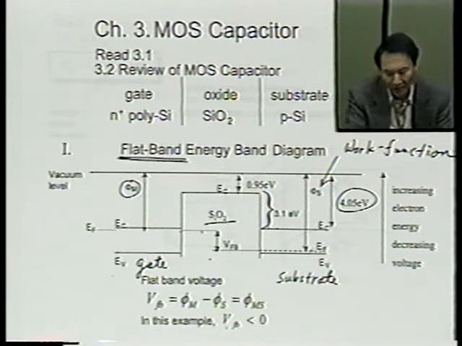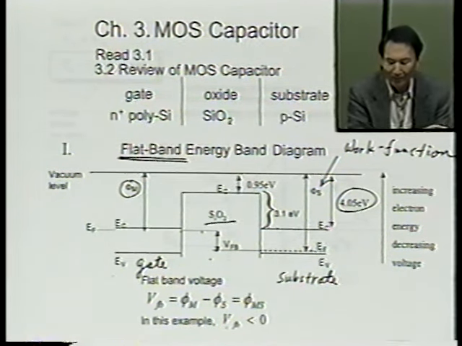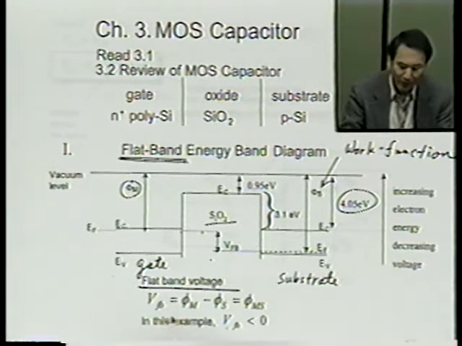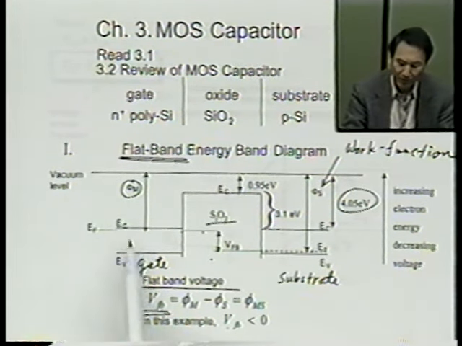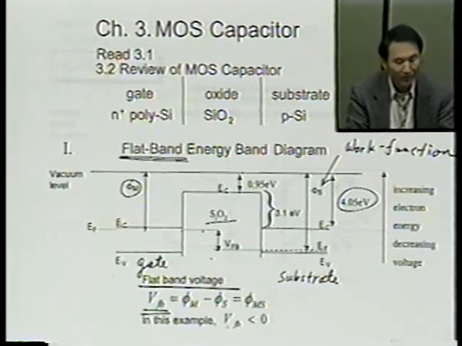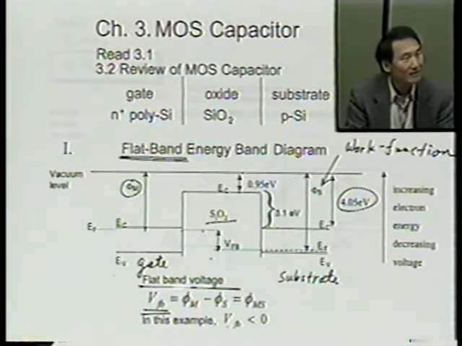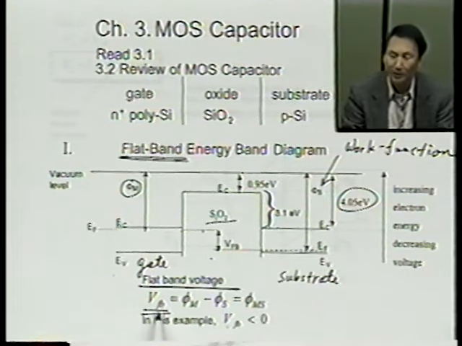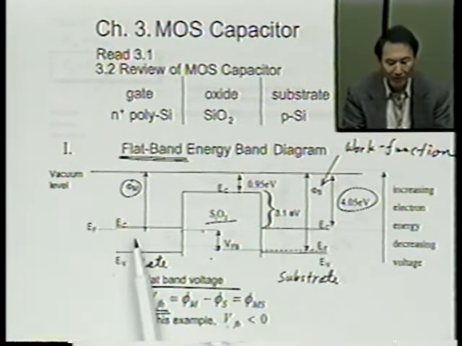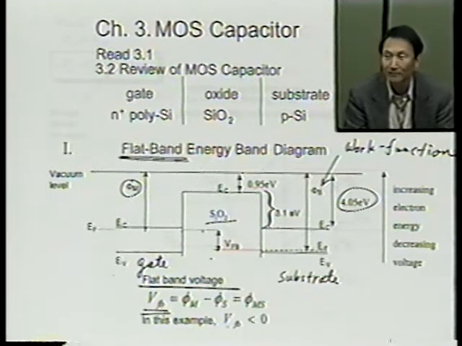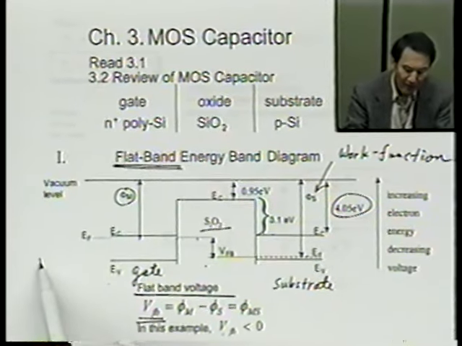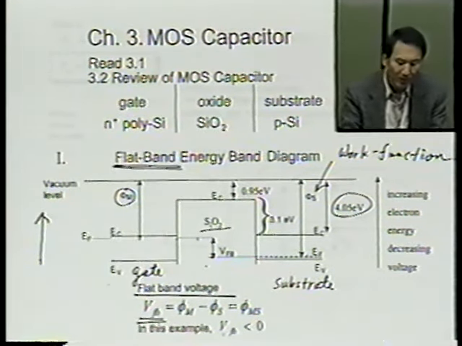And this particular voltage, the voltage that we have to apply on the gate in order to make the bands flat, in order to create a flat band condition, is called the flat band voltage. Graphically you can see this flat band voltage is the difference between the two Fermi levels, phi M and phi S. All right? Now in this particular example, phi M is smaller than phi S, and therefore we expect the flat band voltage to be negative. Now is it negative? Can you tell just based on this graph that the gate is at a more negative voltage than the substrate? Yes, you can, because in the band diagram, any energy level that's high, if you move up in this energy band diagram, that means more negative voltage.